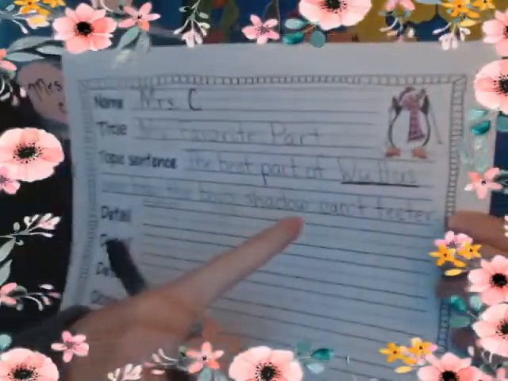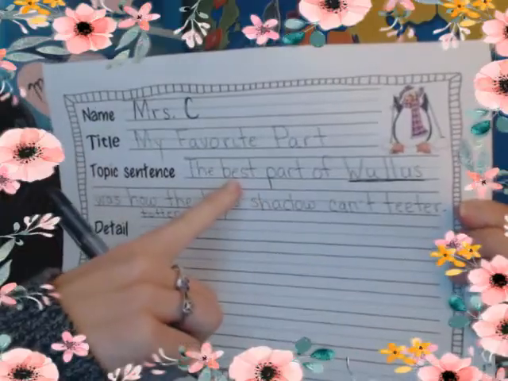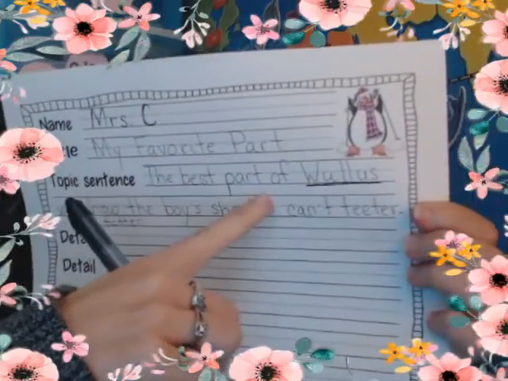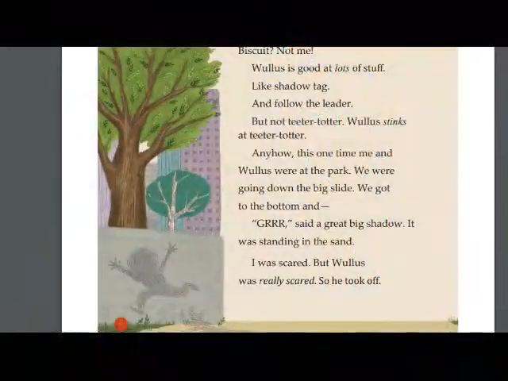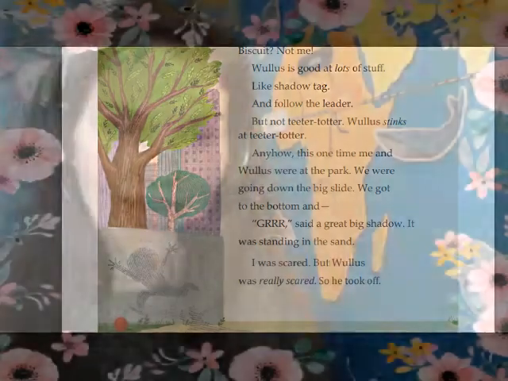I've got Wallace in there and I've got it capitalized and underlined. I'm also sharing my opinion. I'm saying this is what I think the best part is. This is my favorite part of the story. Now we need some details from our text. So let's go back and look at our text. I want to talk about what Wallace is good at, right? Because Wallace is good at playing some things since it's a shadow, but not everything.